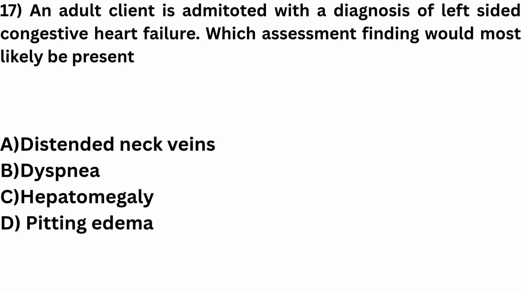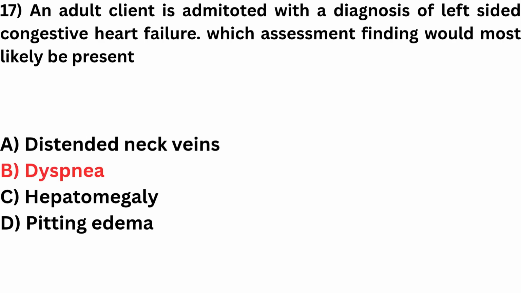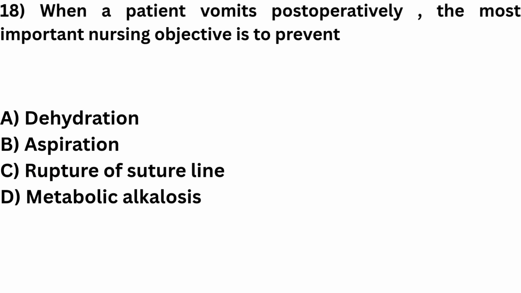17. An adult client is admitted with a diagnosis of left-sided congestive heart failure. Which assessment finding would most likely be present? A. Distended neck veins. B. Dyspnea. C. Hepatomegaly. D. Pitting edema. 18. When a patient vomits postoperatively, the most important nursing objective is to prevent A. Dehydration. B. Aspiration. C. Rupture of suture line. D. Metabolic alkalosis.